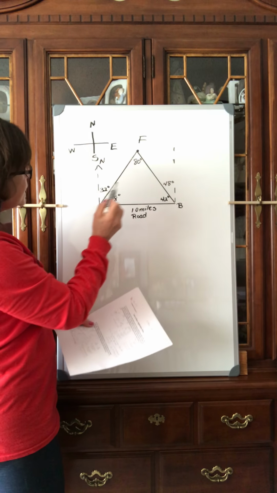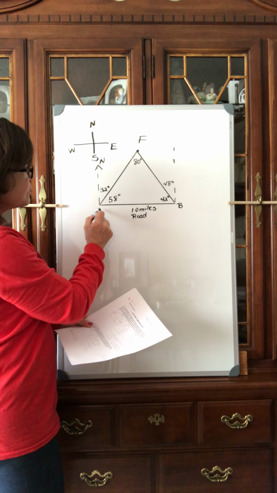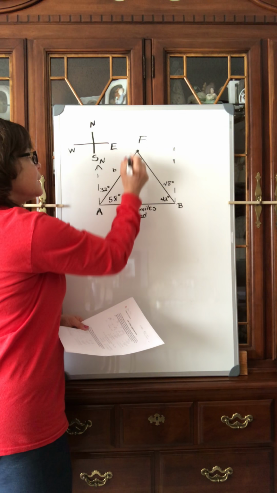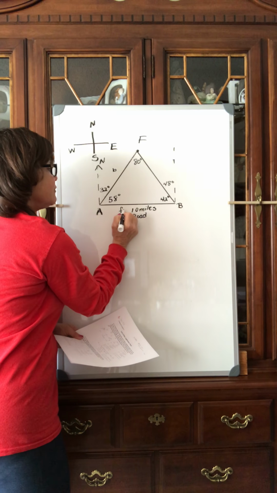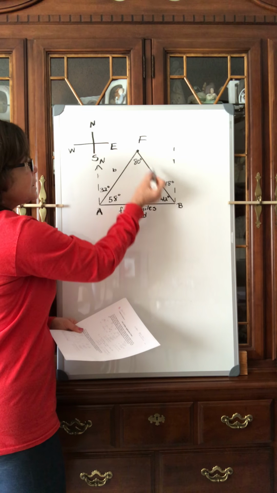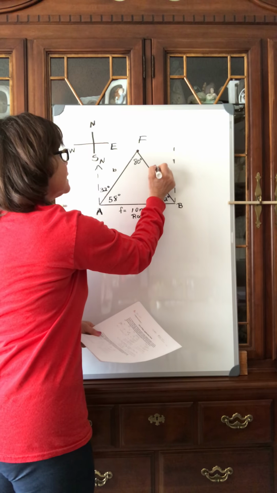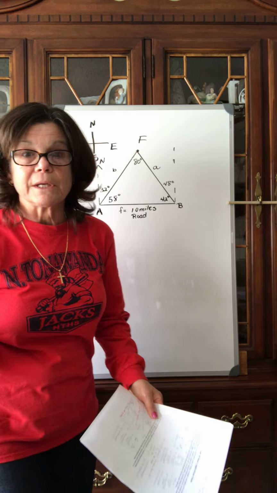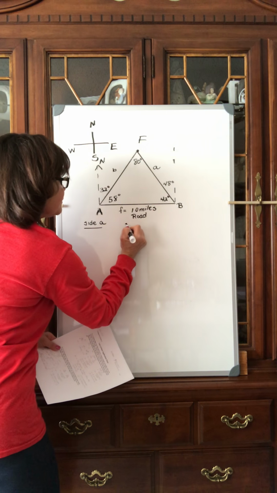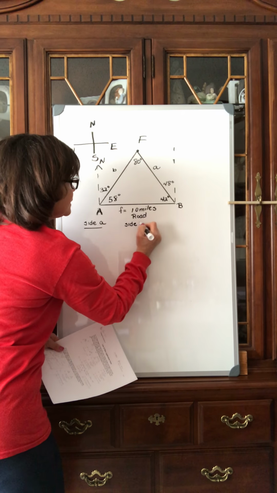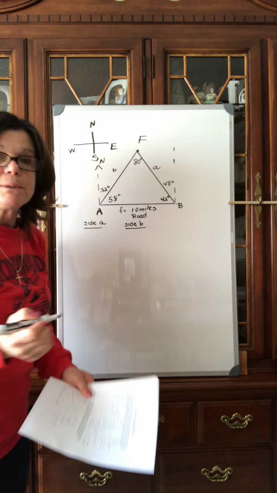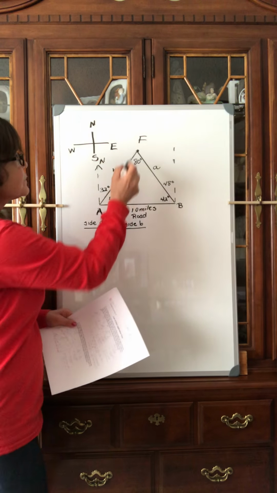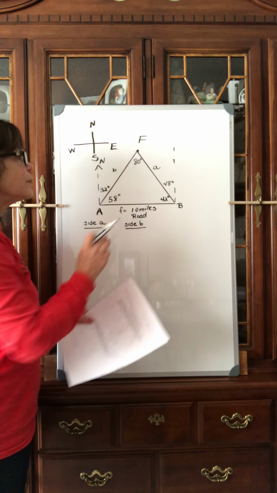So to find from observation point A to the fire, that would be side B, lowercase b. The road would be lowercase f. From point B to the fire would be lowercase a. So we have to find two sides of our triangle. We have to find side A. We have to find side B. And after we find side B, we have to find the shortest distance from the fire to the road. So we'll get back to that in just a second.